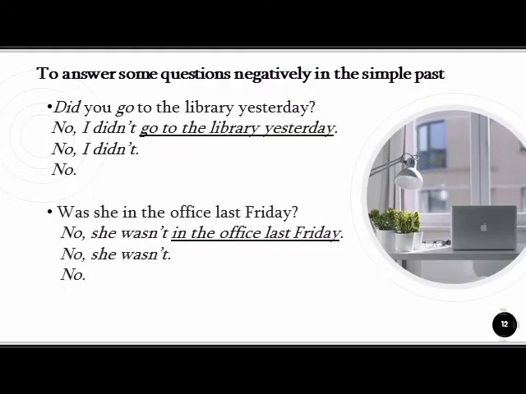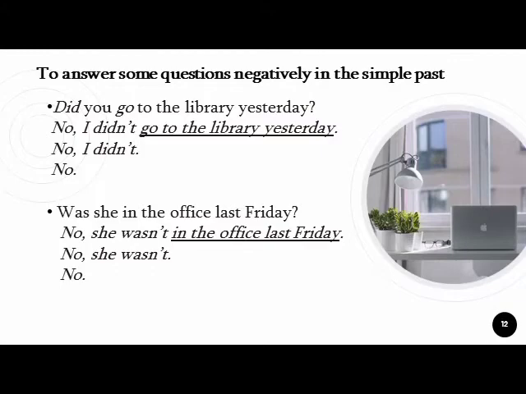To answer some questions negatively in the simple past. For examples. Did you go to the library yesterday? You can answer that question with no, I didn't go to the library yesterday. Or no, I didn't. Or no. Was she in the office last Friday? You can answer that question with no, she wasn't in the office last Friday. Or no, she wasn't. Or no.